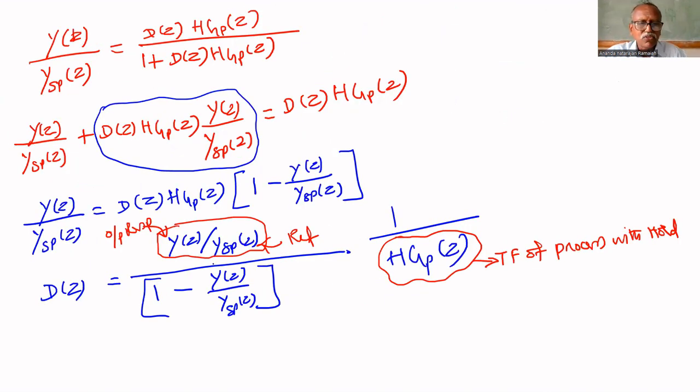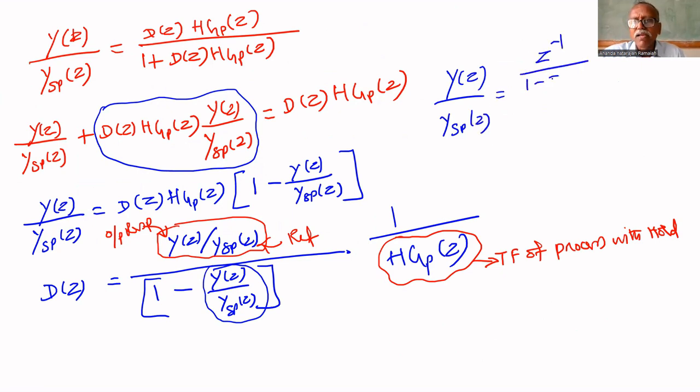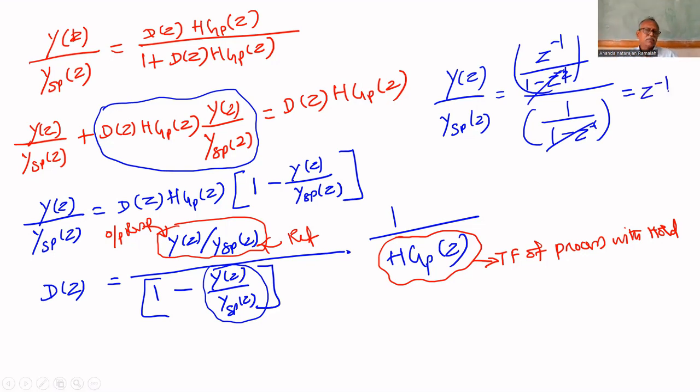Therefore, we can find y of Z upon y set point of Z. Y of Z is Z power minus 1 upon 1 minus Z power minus 1, and y set point of Z is 1 by 1 minus Z power minus 1. These two get cancelled. Therefore, y of Z upon y set point of Z is Z power minus 1. You can substitute Z power minus 1 in place of this. If you find 1 by HGp of Z, you can find the digital controller.